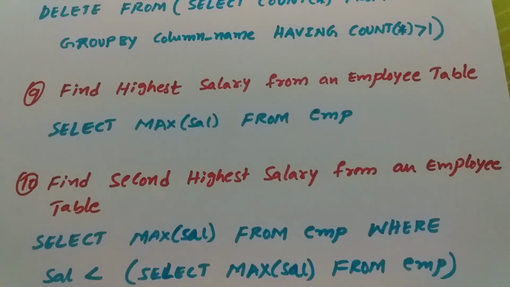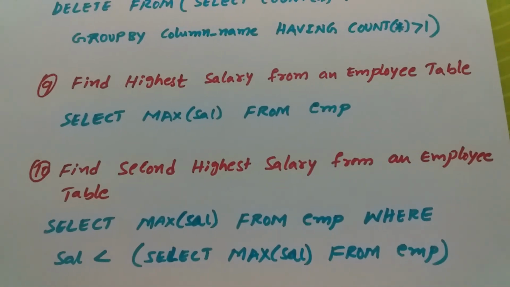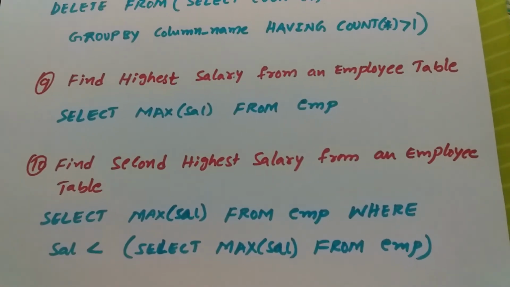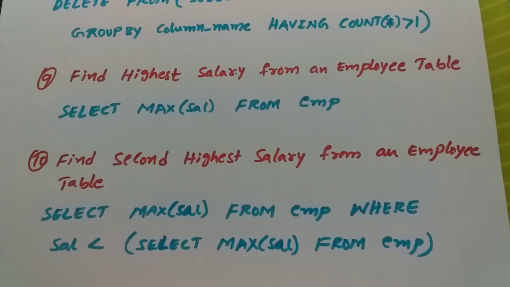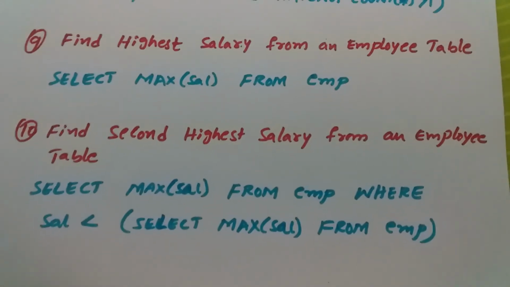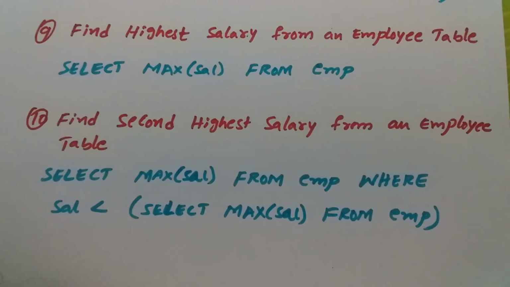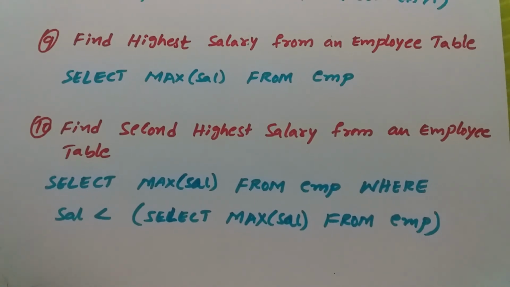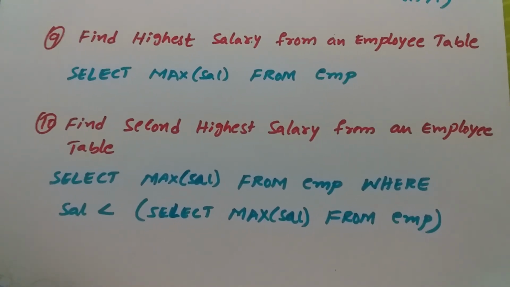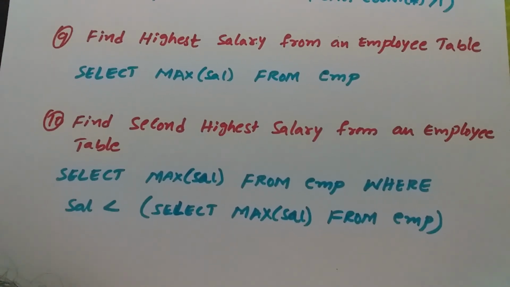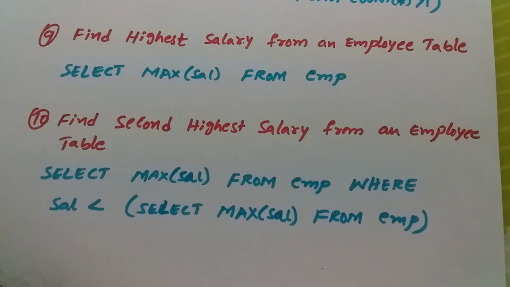So next, 10th query, find second highest salary from an employee table. So for this I am using the subqueries concept again. So the inner query I am specifying as select max(salary) from EMP, and the outer query will be select max(salary) from EMP where salary less than the inner query. So by this query we can get the second highest salary from an employee table.